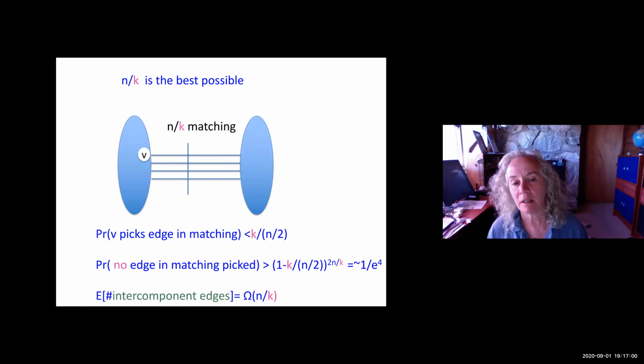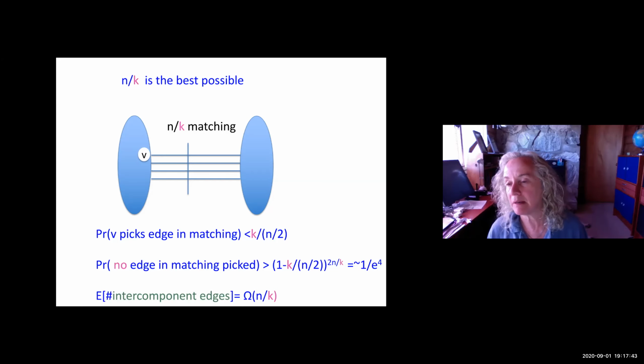So here's a graph which consists of two cliques. Each clique has n over 2 nodes, and in between the cliques there are n over k nodes in each, which are connected to each other by a matching. Now, if none of the edges in the matching are picked in the random graph, then all those edges are intercomponent edges, and the cost will be n over k.